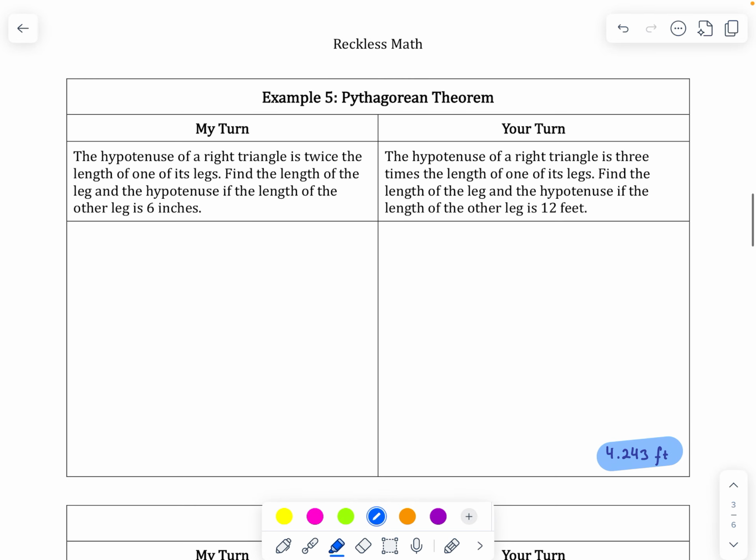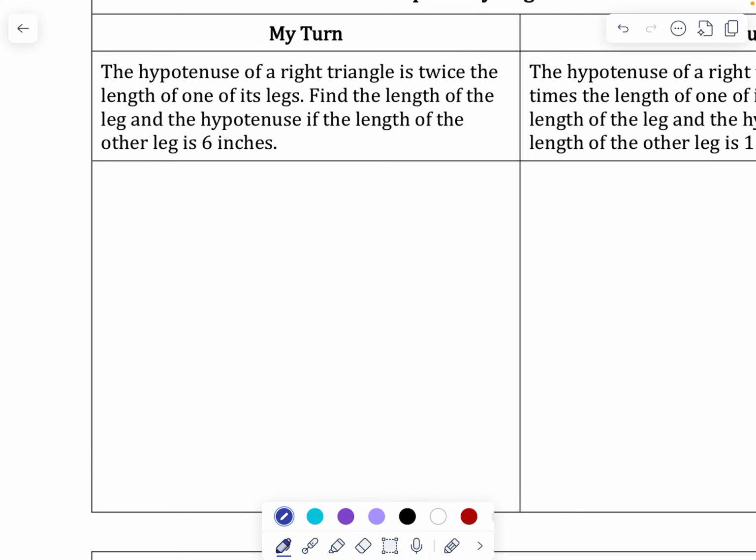Example 5. We're going to bring in the Pythagorean theorem, right? A squared plus b squared equals c squared. You've heard of that before. So here we go. My turn. The hypotenuse of a right triangle is twice the length of one of its legs. Find the length of the leg and the hypotenuse if the length of the other leg is 6 inches.